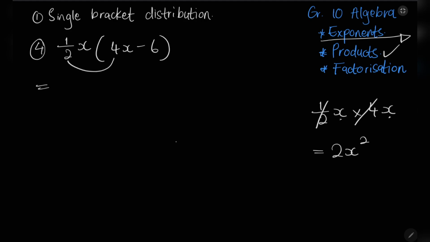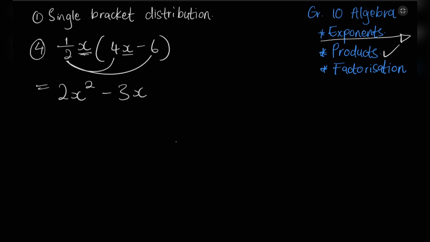1 over 2 times 4 is 2. X times x is x squared. Then 1 over 2 times negative 6 should give you negative 3. Let's account for our exponent. We have x. So your answer is 2x squared minus 3x.